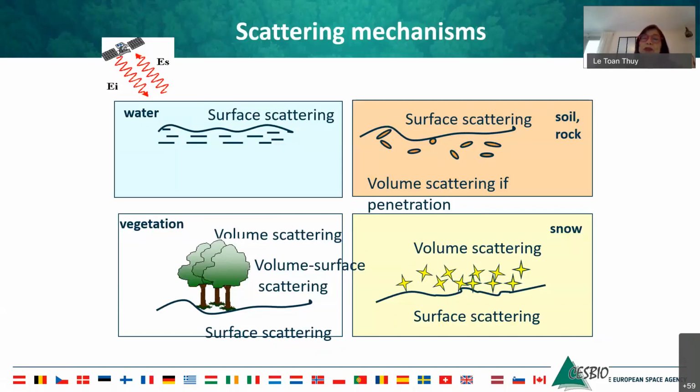And then you want to maximize one thing. For example, if you want biomass, you don't want the surface scattering or volume-surface scattering, which involve soil parameters like soil moisture and soil roughness that you don't have. When you want soil moisture, you don't want the volume. It depends on how much volume you have, but you need to integrate the volume in your soil.